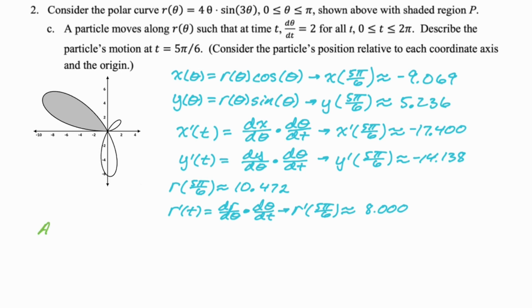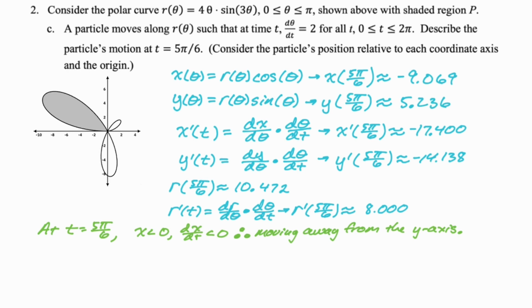So at t is equal to 5 pi over 6, think about x. X is negative and dx dt is negative. So let's write that down. X is less than 0, dx dt less than 0. Since x is negative, you are to the left of the y-axis. Since dx dt is negative, you're moving to the left. So you're getting farther from the y-axis. So I'm going to say that we are moving away from the y-axis.